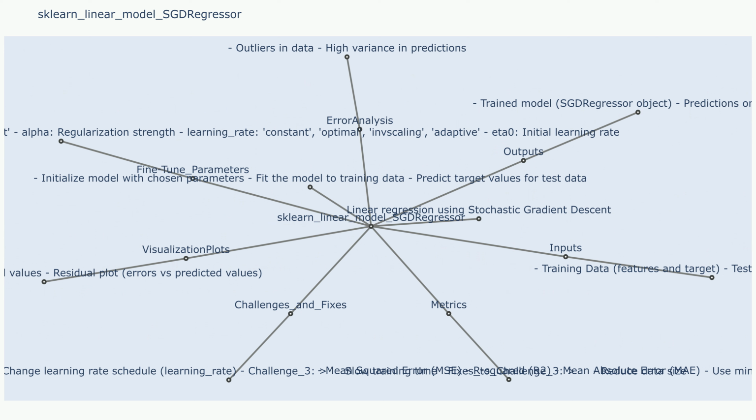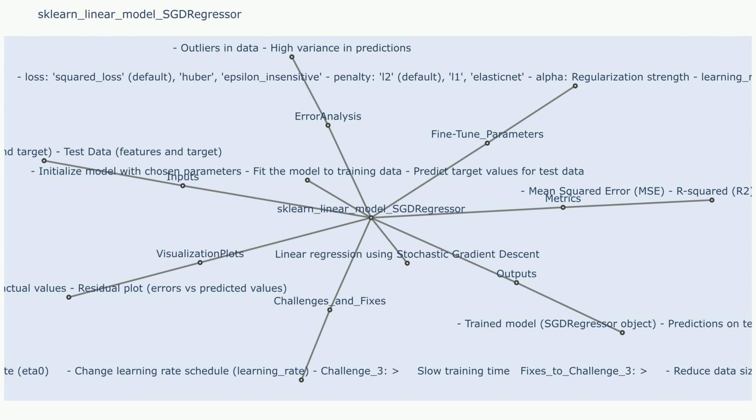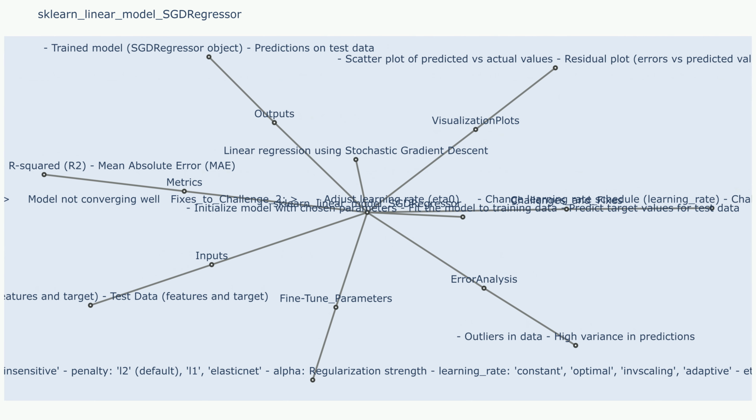Eta 0, the initial learning rate for the constant learning rate schedule. Power t: the exponent for the scaling learning rate schedule. Shuffle: whether to shuffle the training data before each epoch. Uncertainty methods. Confidence intervals: confidence intervals can be computed for the model's predictions. This provides a range within which the true value is likely to lie. Bayesian inference: a Bayesian approach can be used to estimate the uncertainty in the model. Parameters and predictions. Challenges and fixes.